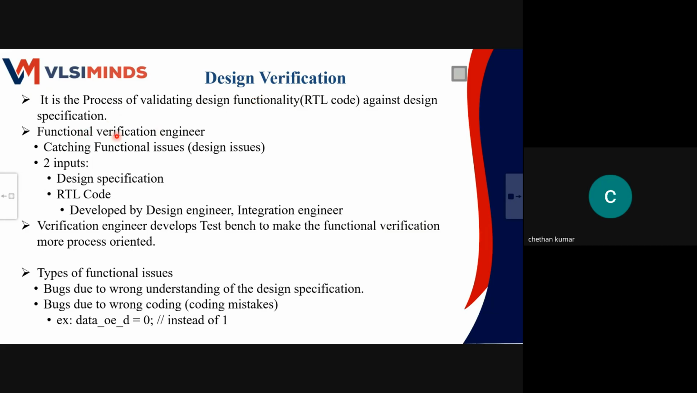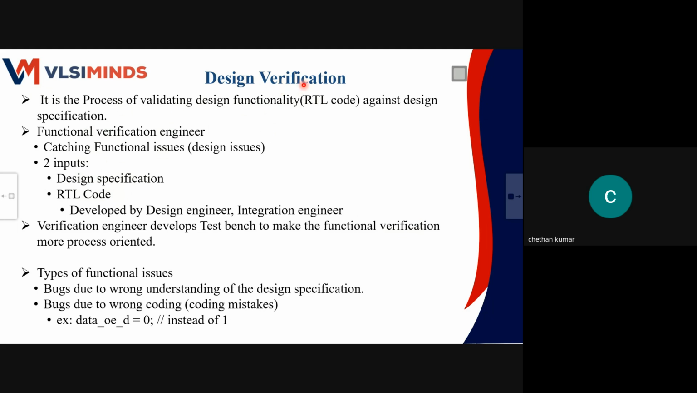For the functional verification engineer, he is going to get two inputs. One is the design specification and another one is the RTL code. He has to verify this RTL code. Is the code behaving as per the specification or not? That you need to find out.